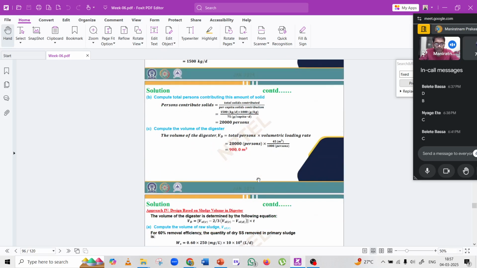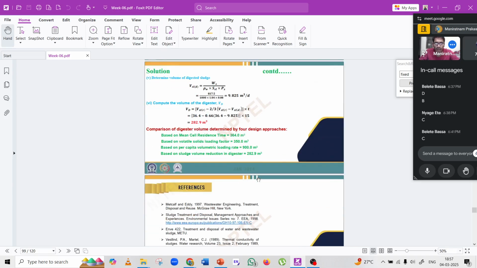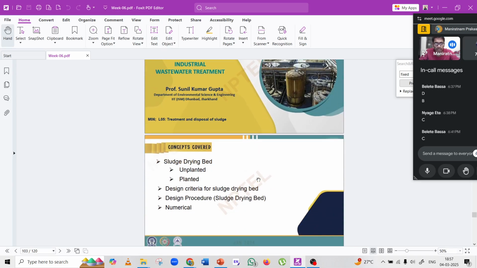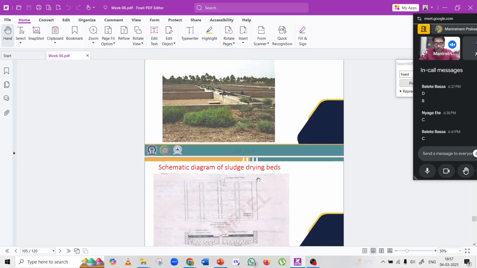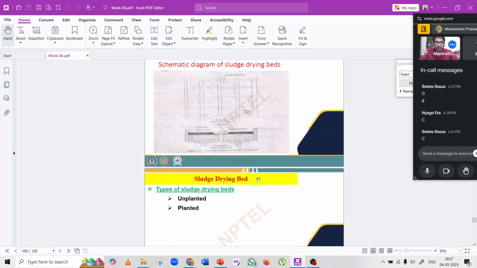You can see lots of numerical questions, and these numerical questions are really easy. They are not very tough. Once you start doing them, there will be some unit mismatch. You have to just adjust some units. Just keep in mind the density, volume, flow, time period, all these things.